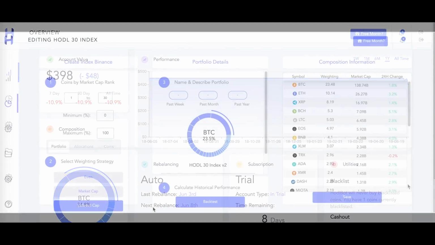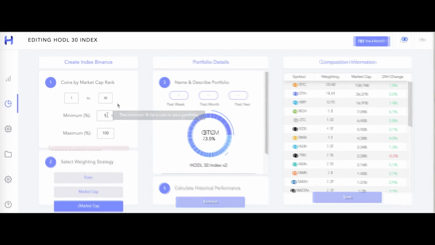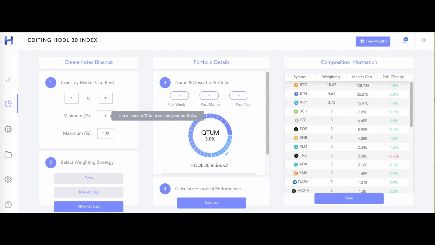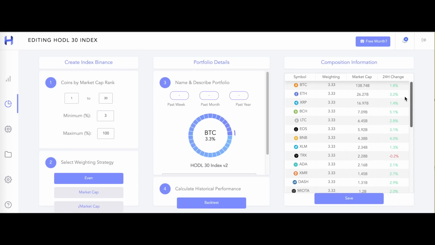So let's just say I wanted to create my own index or portfolio and then I wanted to back test how it would do. I can do that. So I set the coins that I want to put in. Let's just say I wanted to go with the top 30 coins, and I'll just go a minimum of 3% on each coin. And I'm going to use the market cap as my weighting strategy. Now I'll just make them even. And so here's how that portfolio splits up amongst those 30 coins.